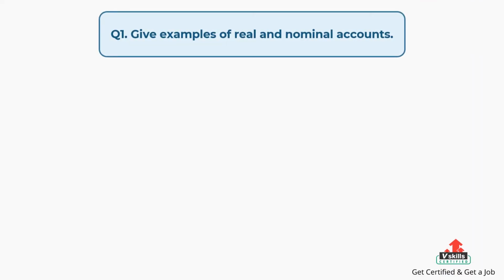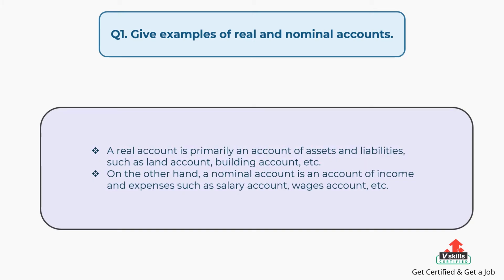Give examples of real and nominal accounts. The answer is, a real account is primarily an account of assets and liabilities, such as land account, building account, etc. On the other hand, a nominal account is an account of income and expenses such as salary account, wages account, etc.